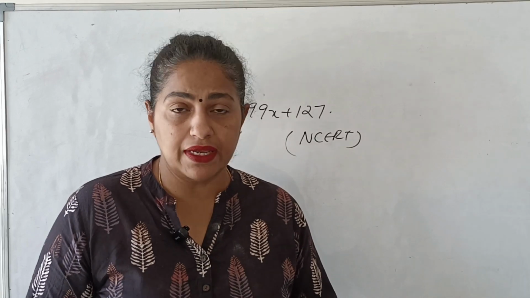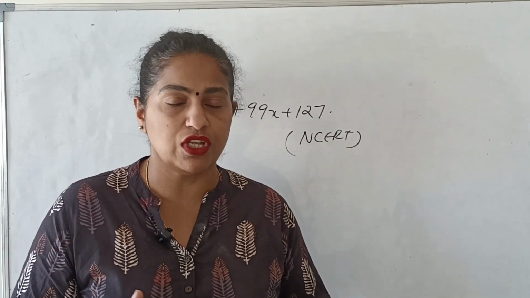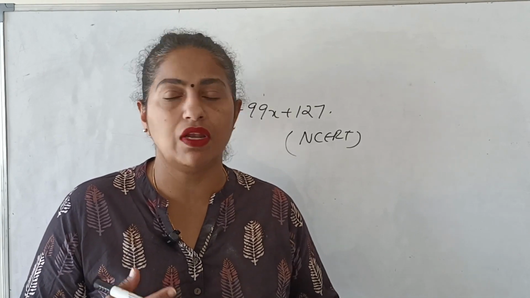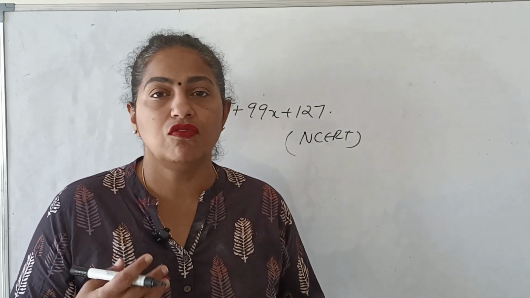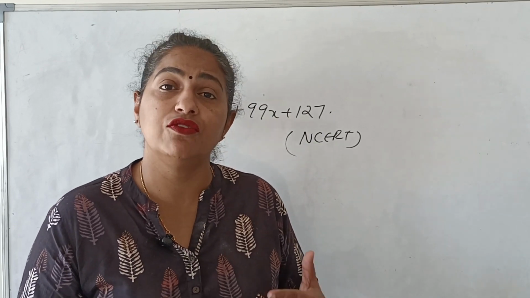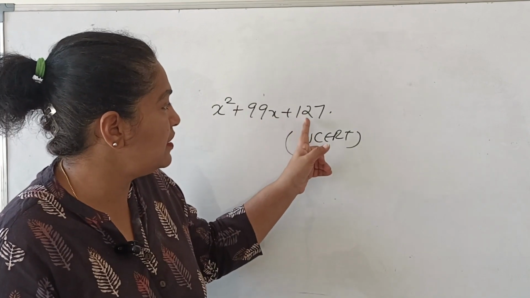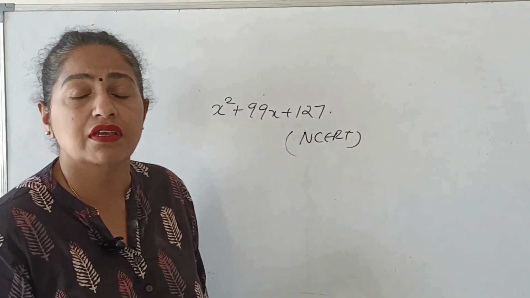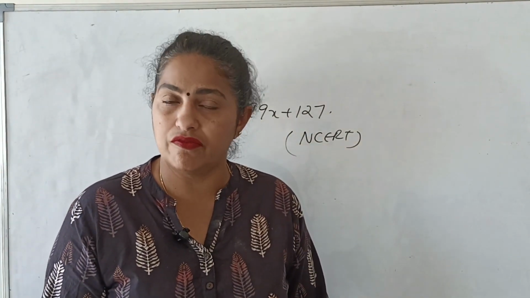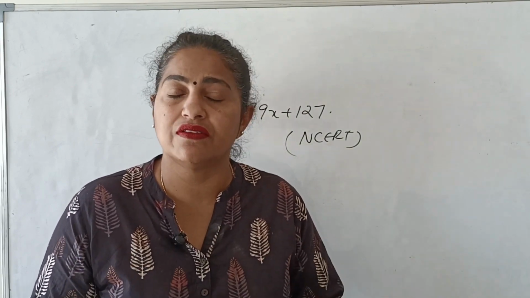The next polynomial is x square plus 99x plus 127, and they are asking about the nature of the zeros: both are positive, both are negative, both are equal, etc. Now, one way of doing it is to actually find out the zeros and then check your options. Now, the sum is 99 and the product is 127. If you are able to find out the zeros, well and good. If not, I will tell you an easy way to do this.